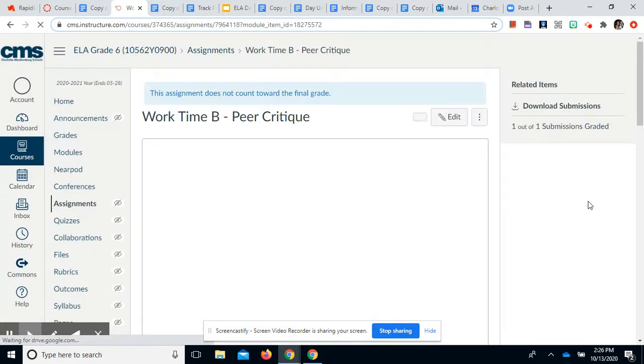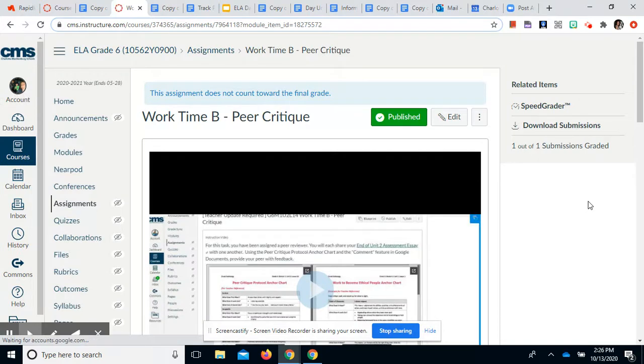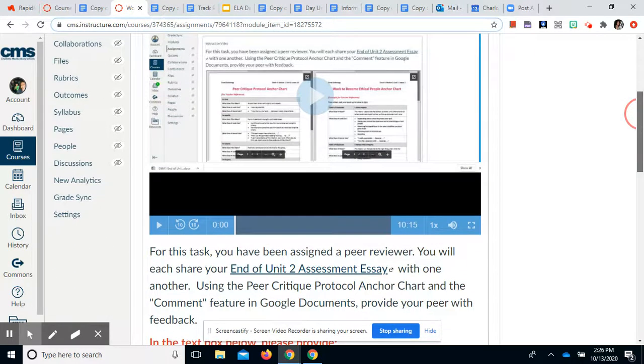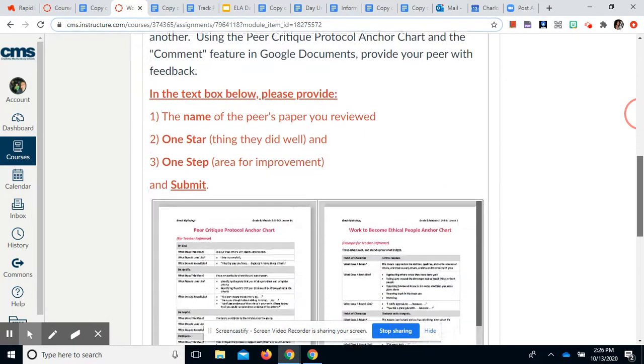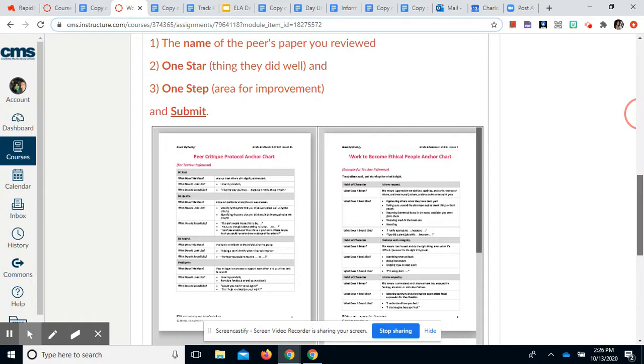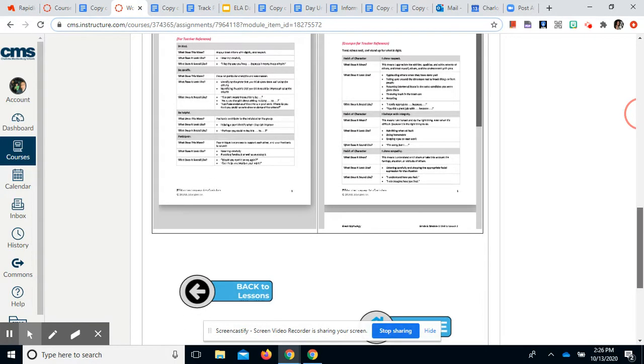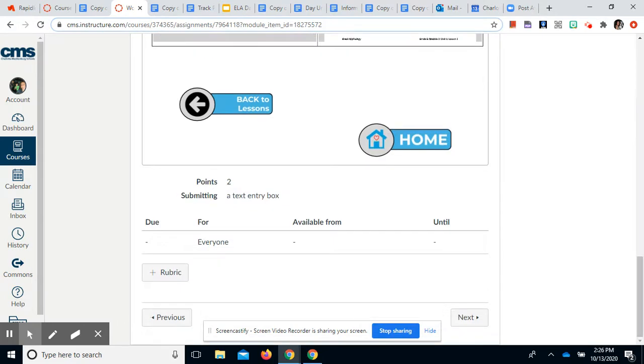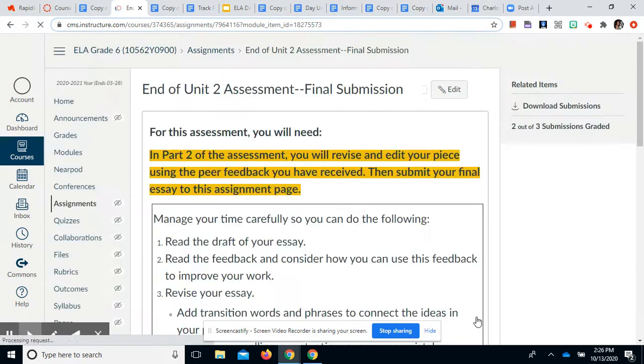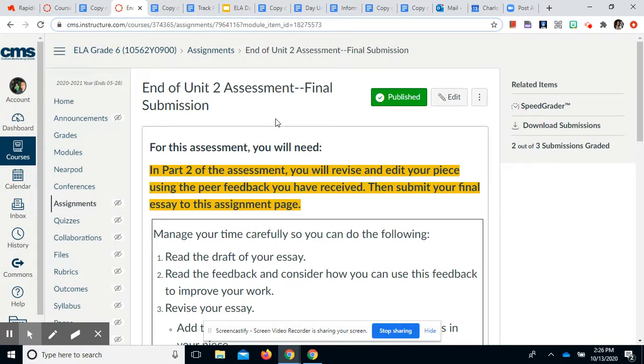All right, so the bulk of our time today was focusing on this peer critique and review, which if you were not in class, you missed out on the opportunity to work with a peer to spend time reading somebody else's work, identifying what was done well and areas for improvement, and then using that information to make revisions to your own essay before finally submitting it to me here at the assignment, end of unit 2 assessment final submission.